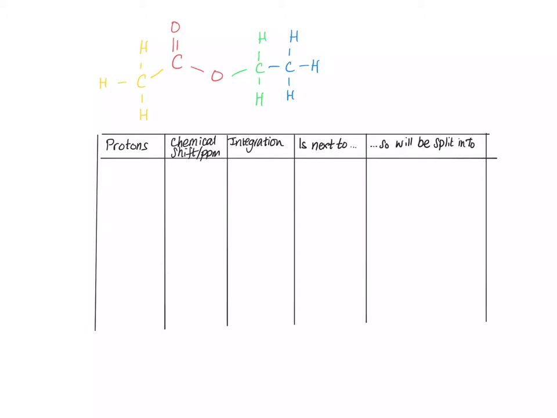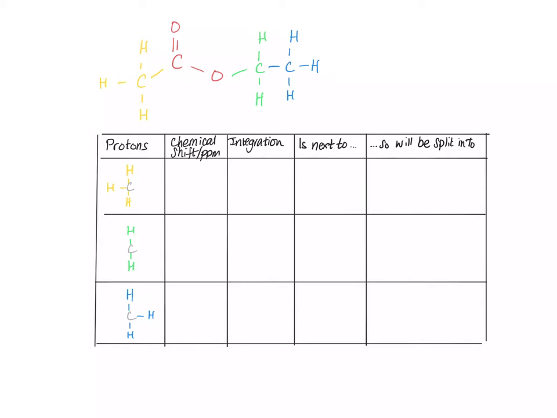So the only protons that we're going to see are the yellow ones here, the green ones here, and the blue ones here. This carbon and this oxygen don't give a peak in a proton NMR spectrum because they don't contain, they're not hydrogen atoms.